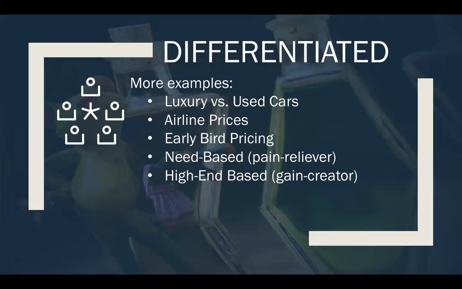Two others are need-based and high-end based. So need-based is a pain reliever. You can price based on the need if it is alleviating some sort of pain point for your customer. Similarly, you can have a high-end based. If you are creating a bonus or a gain for your consumer, you might be able to charge differently if it's something that you know they really want and they're willing to pay a premium.